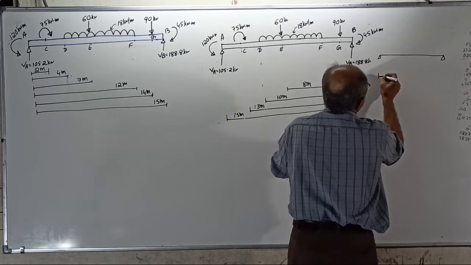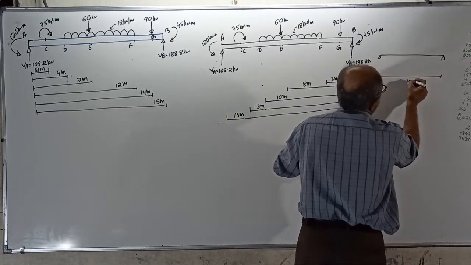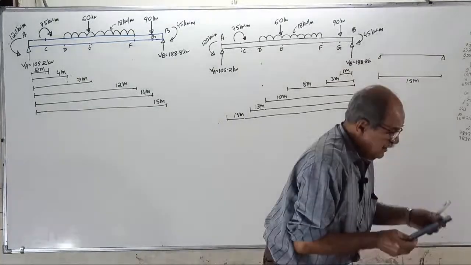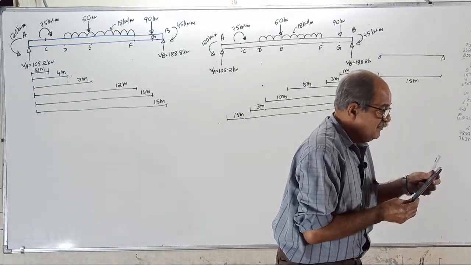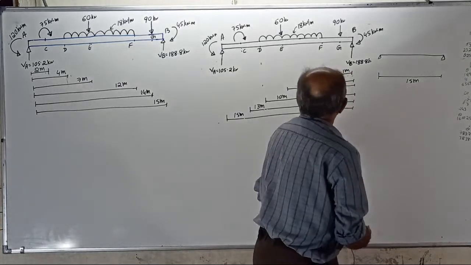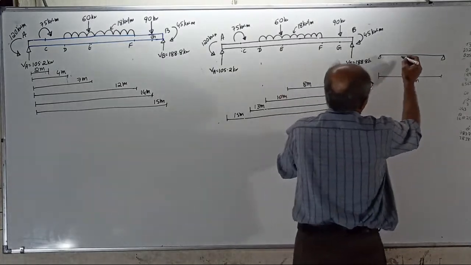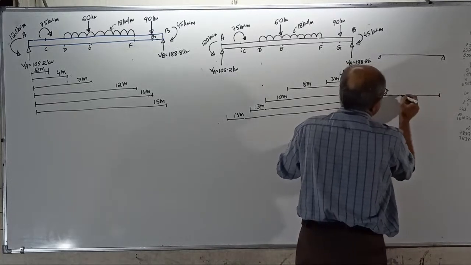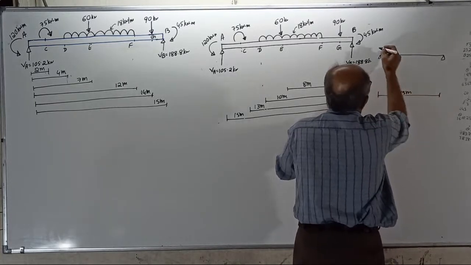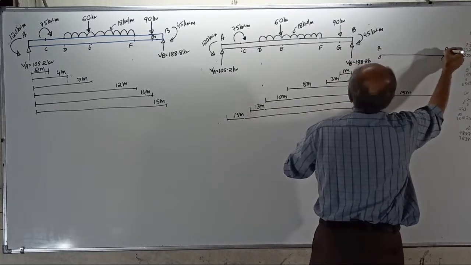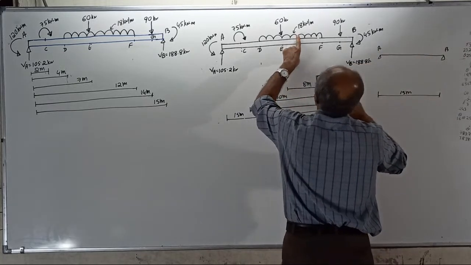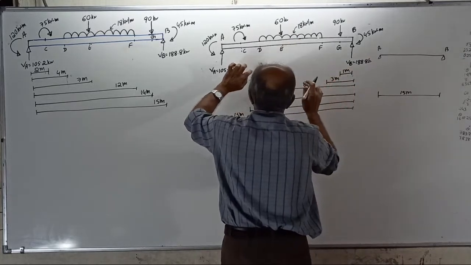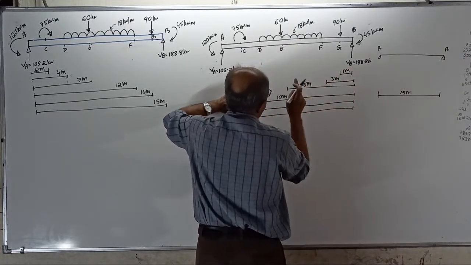So, this is 15 meter. Is it fully visible there? Okay, 15 meter is loaded by UDL. I'll put the span here correctly, because there are so many details. The span is 15 meter. I'll call this end A, this end B. It is loaded by a UDL of 18 kN per meter.